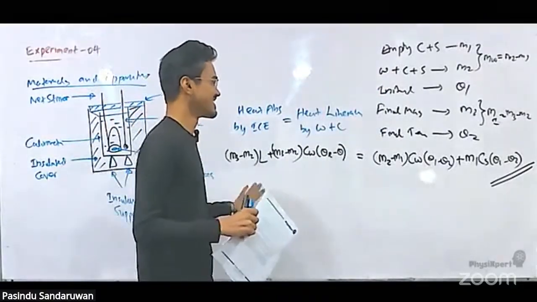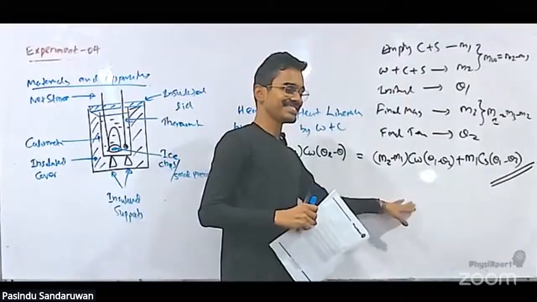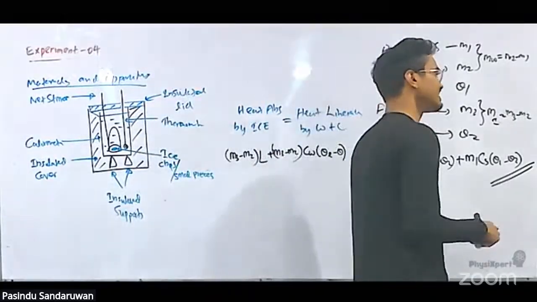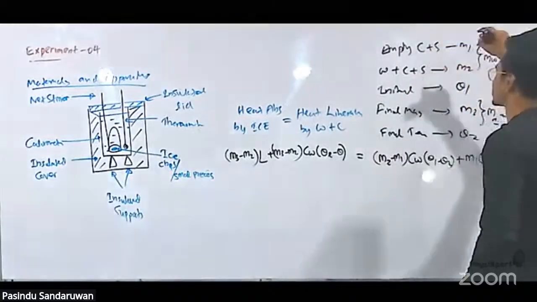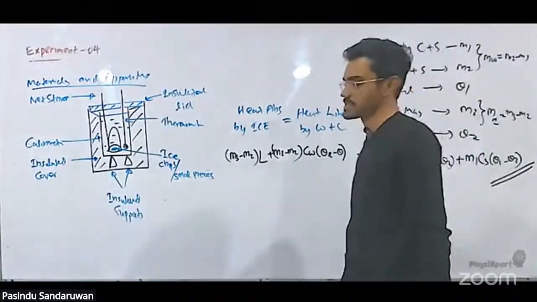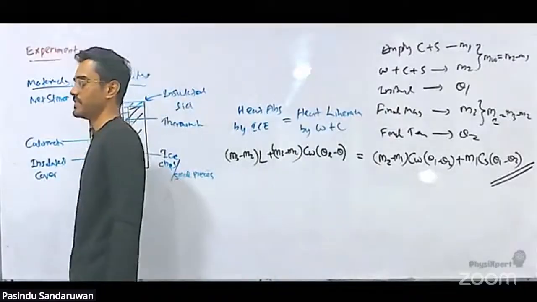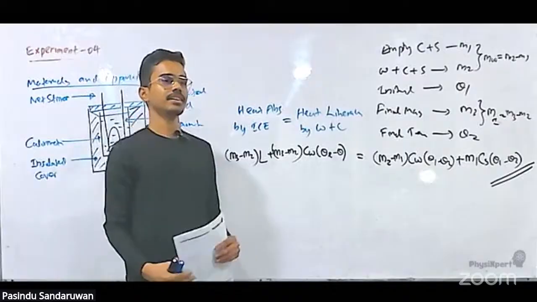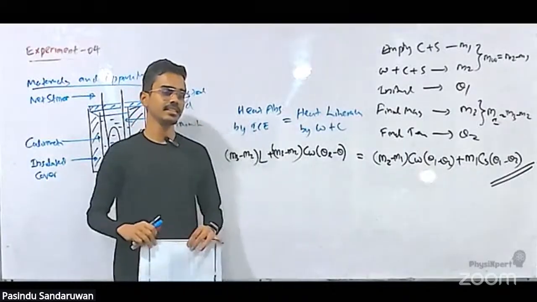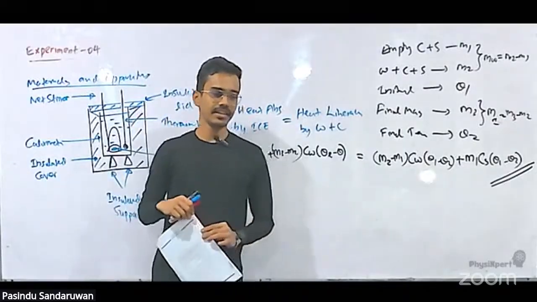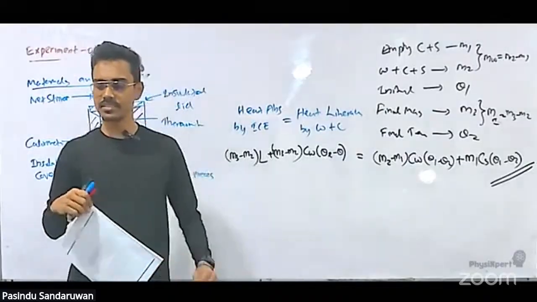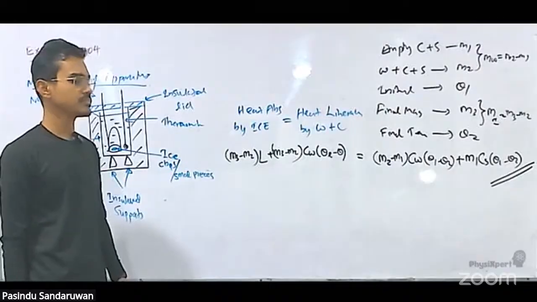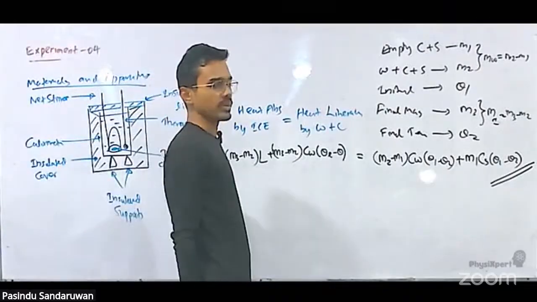Okay, thank you. Measure the mass of empty calorimeter plus stirrer, within brackets M1. Right. Next point.